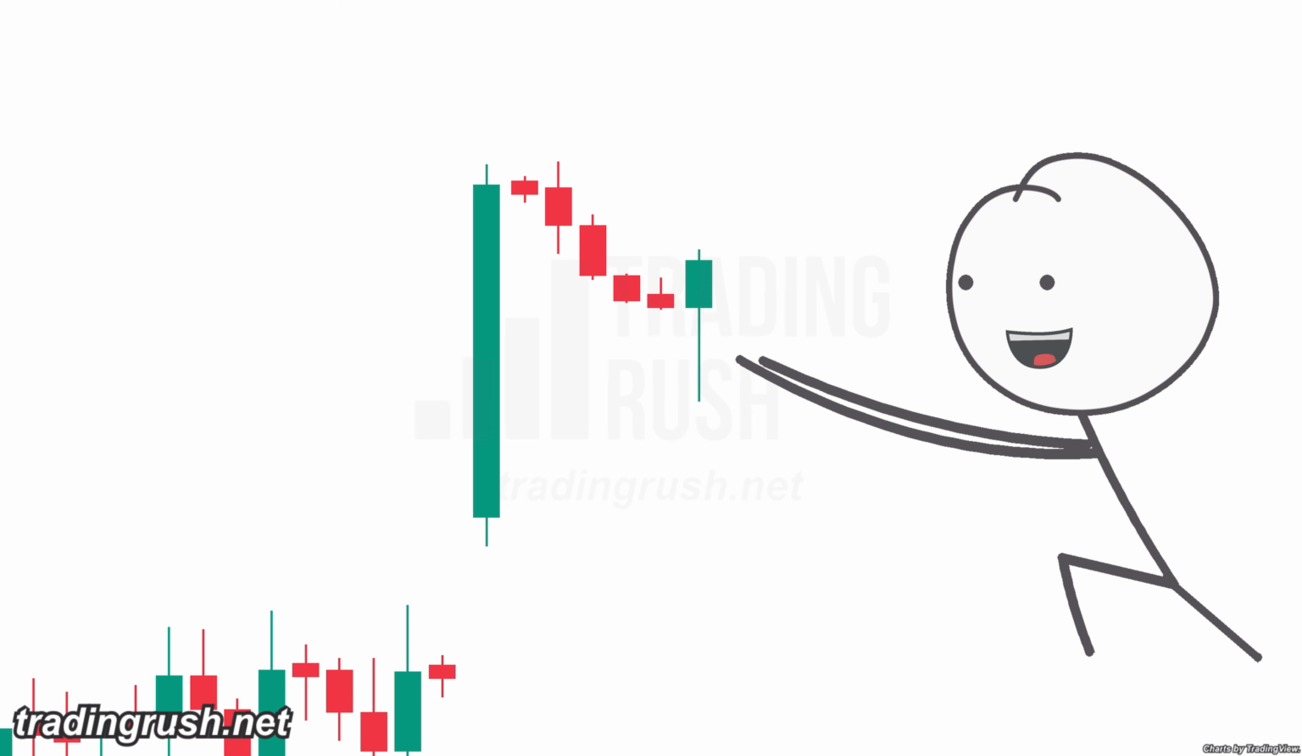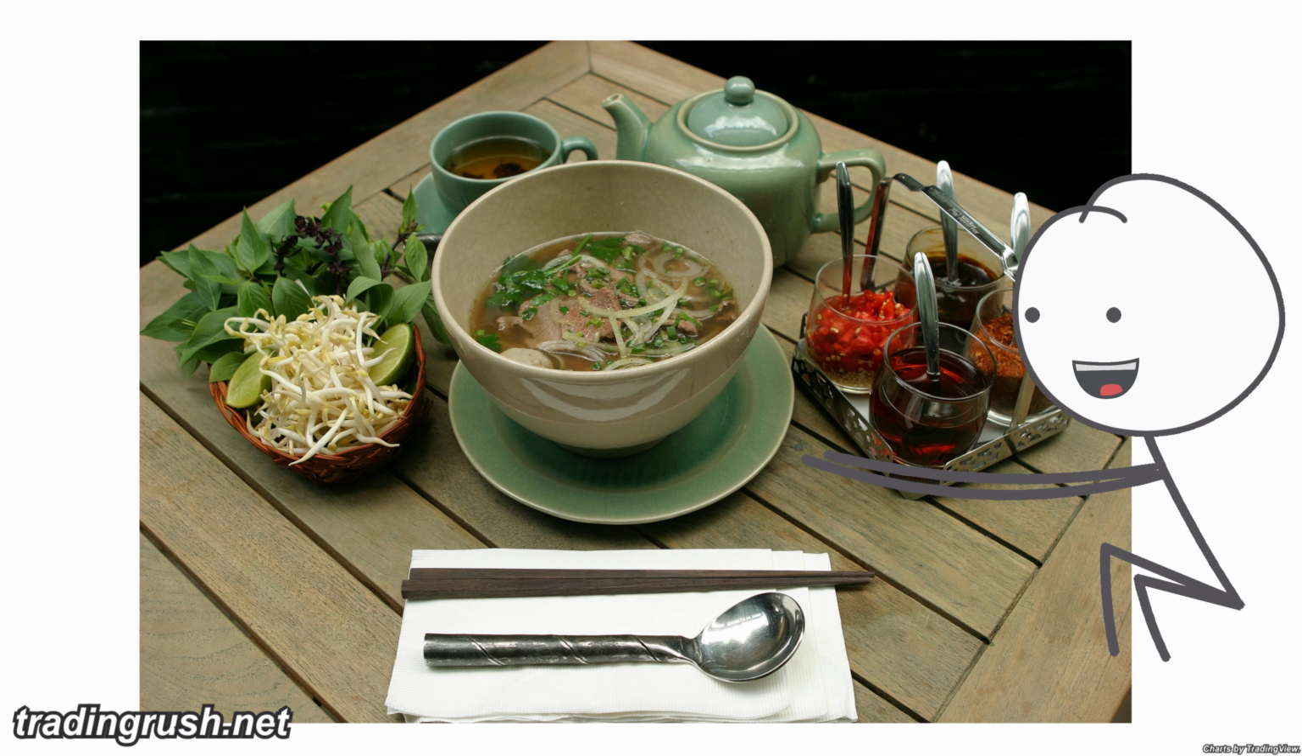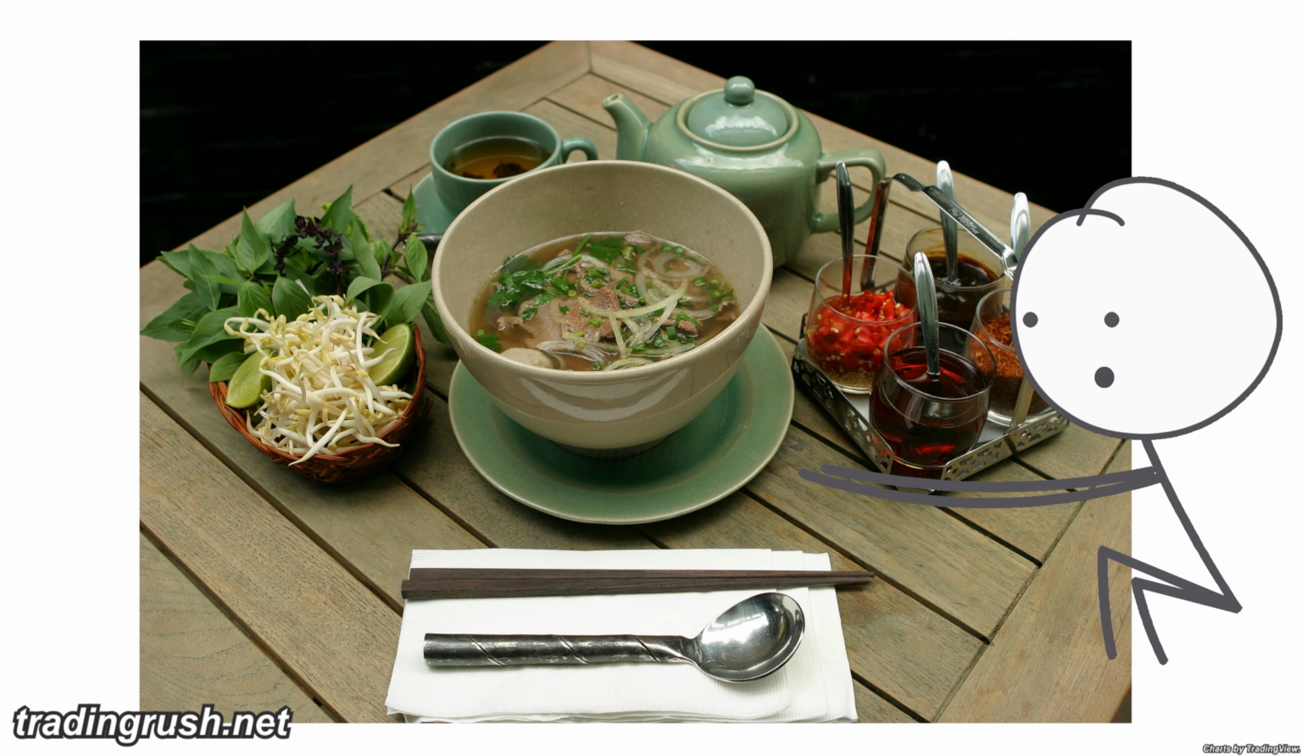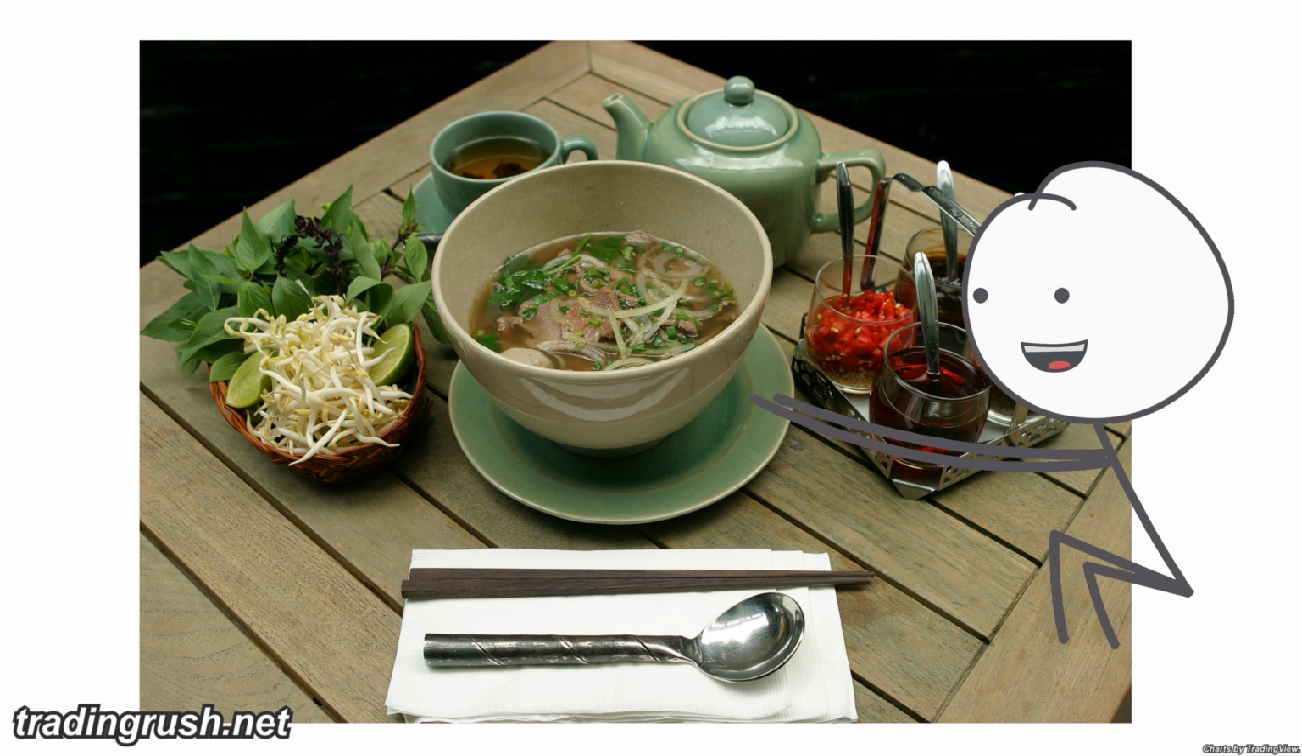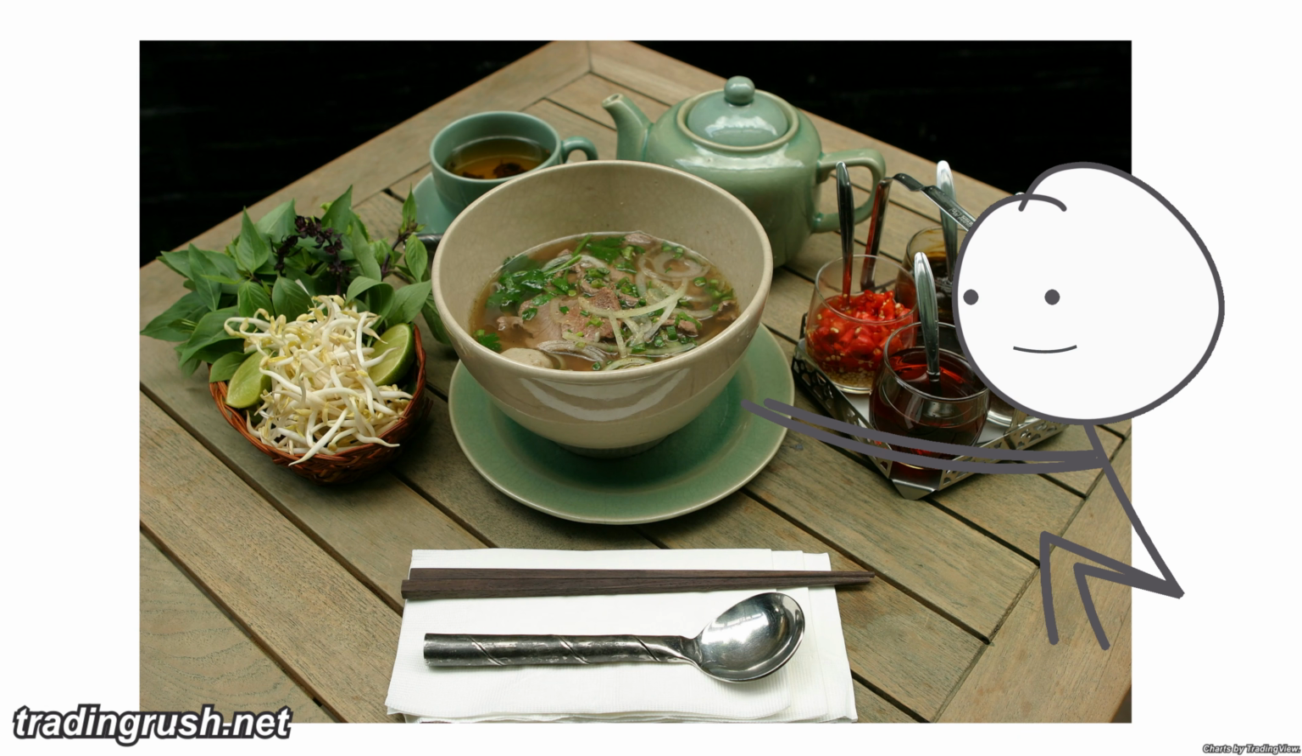But here's the catch. Remember the food example I gave before? If you go to a restaurant, you don't know how the food was made, or if the ingredients were fresh or picked up from the trash.